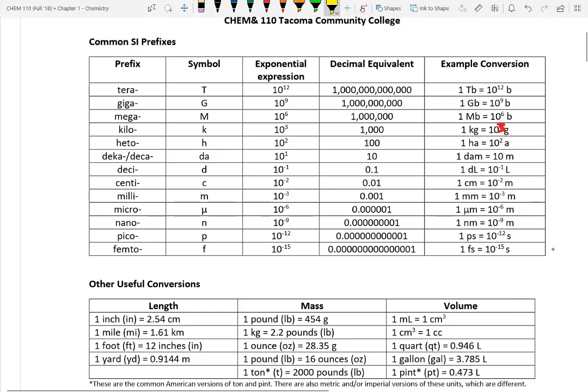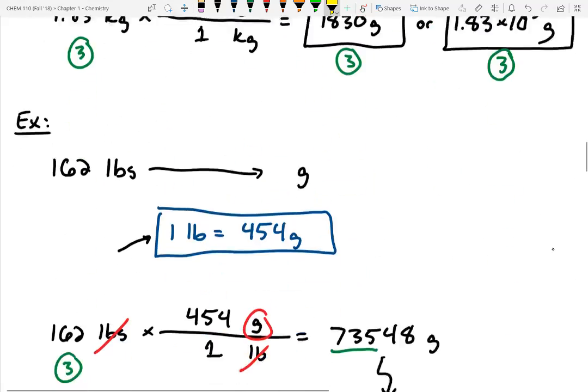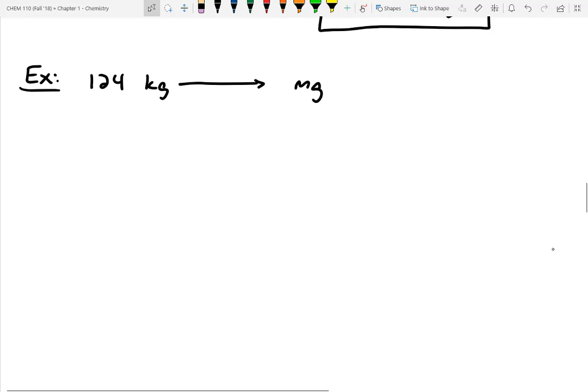And it looks like kilo is in this column. So we don't have a relationship directly between kilograms and milligrams, but we do have one between kilograms and grams, right? So that's good enough. Let's go ahead and copy that down. So we'd say 1 kilogram equals 10 to the 3rd grams, right?